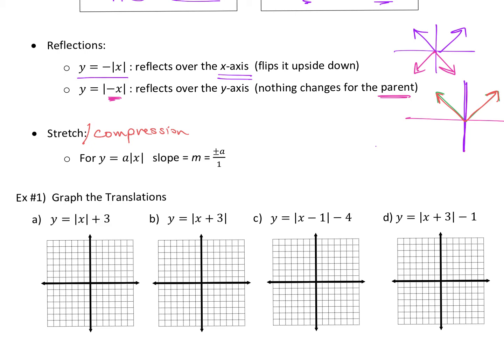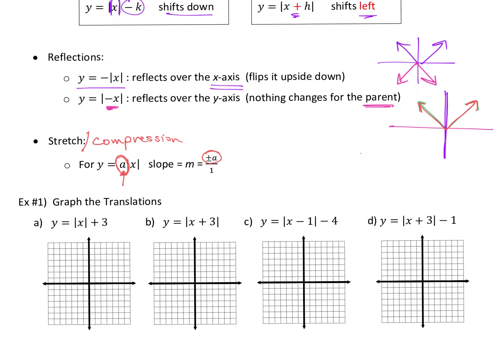For compressions or stretches, there will be this A term out in front. Essentially, we're treating that like a slope. We take that number, positive or negative A, and put it over 1. That's how we always treat a whole number as a slope. The tricky part is if it's a fraction, it's still that fraction over 1. I'll explain that as we go, but just know that we're treating this A out in front as a slope, and that's what's going to stretch and compress. I'll show you those in just a minute.